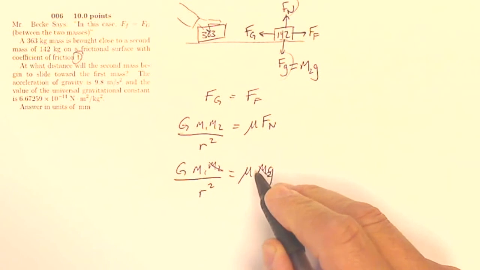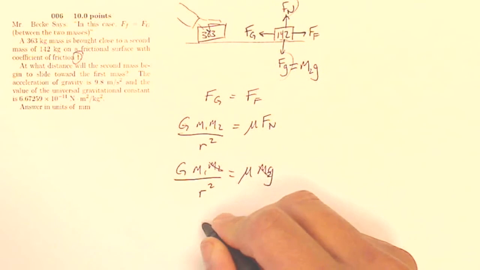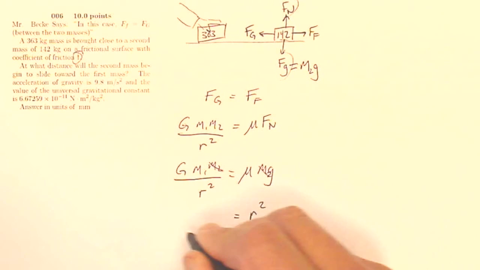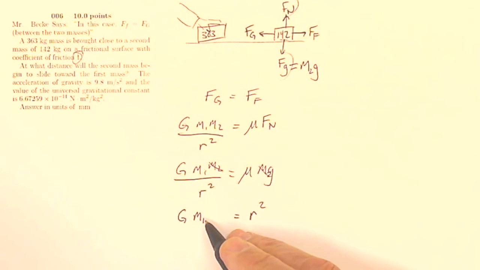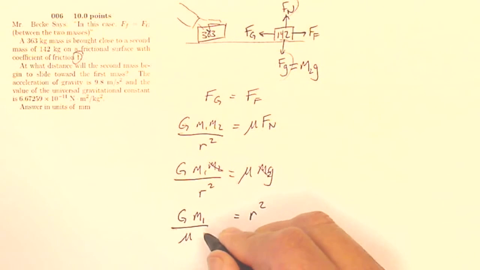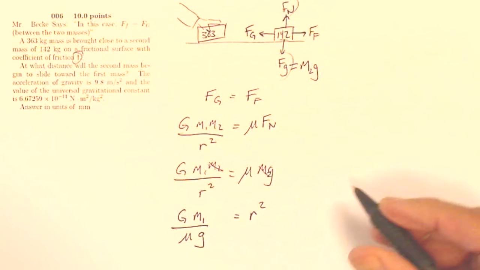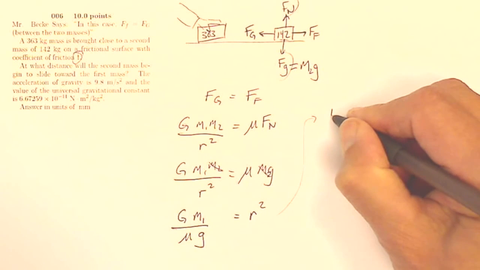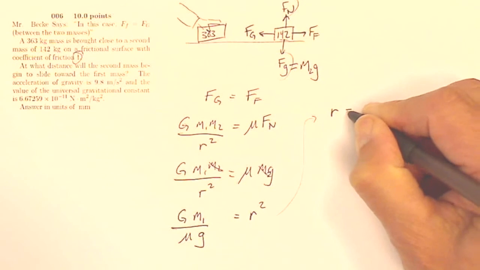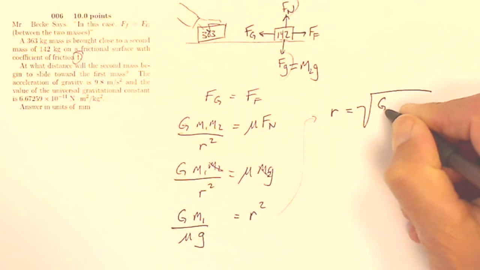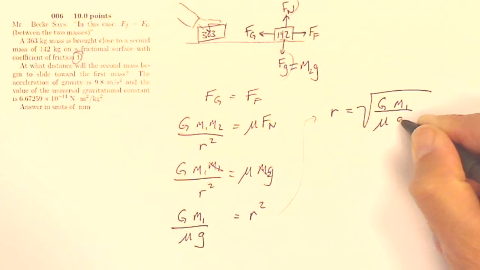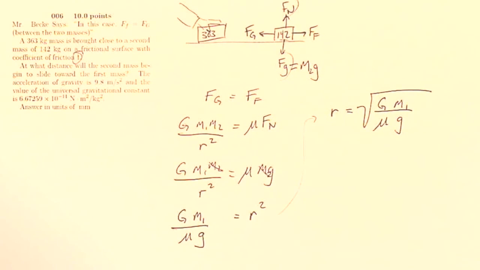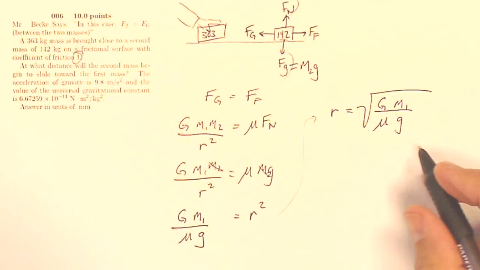So if I multiply by R squared and divide by mu g, I will get R squared equals G times the mass on the left, which I called mass 1, divided by mu times the acceleration of gravity, g, which is 10. So that's going to be R squared. So I can follow this through and say that my distance between them, when they're equal, is going to be the square root of G times my mass on the left divided by my mu times the acceleration of gravity. Acceleration is 9.8 for gravity.